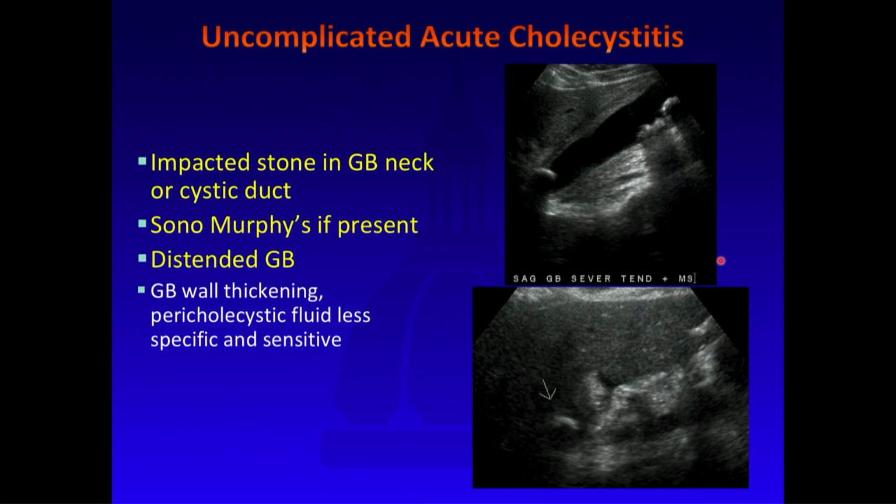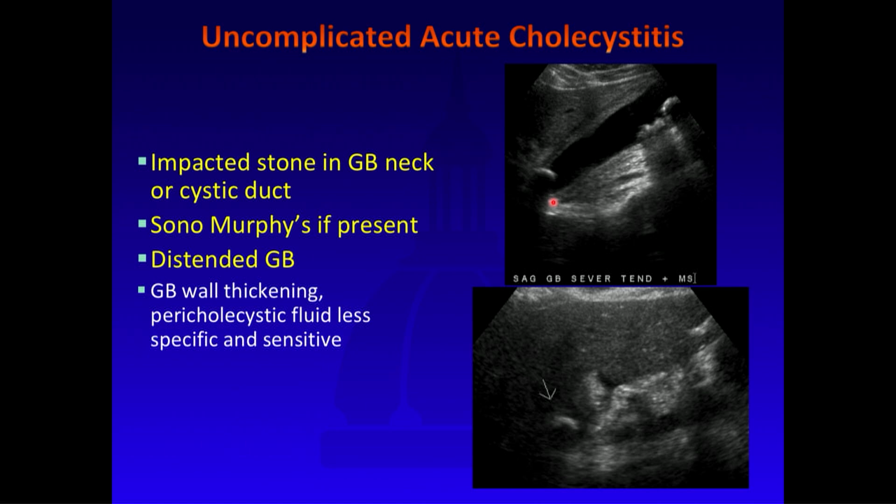So when we talk first about uncomplicated acute cholecystitis, what do you need to see to make a diagnosis? You need to have an impacted stone in the neck of the gallbladder or the cystic duct. You have to have a distended gallbladder because that's the mechanism. The neck is obstructed. The sonographic Murphy sign, which is focal tenderness over the gallbladder, not just tenderness everywhere, but more. And if you do it yourself and look at the patient, they will wince. If it's present, it's helpful. If it's absent, it's not helpful.